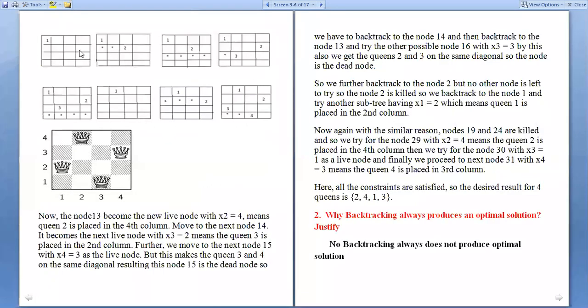See, here we have the representation of a 4 by 4 chessboard. In the 4 by 4 chessboard, first you have placed queen 1 at first row, first column. Suppose next you place queen 2 in the second column, then it will attack. So queen 2 should be placed in the second row, but in which column are you placing it? That is the third column.